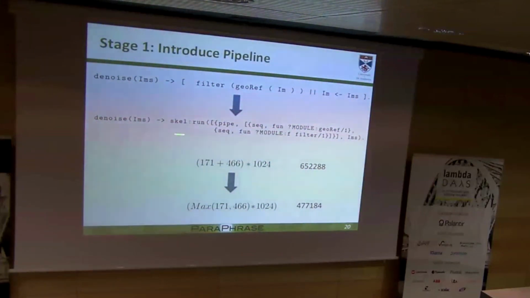In this example, the first step is to introduce a pipeline. I can do that because my refactoring tool tells me it's the best choice. It says if you've got a composition, which is basically what this is, with two functions, filter and georef, it's going to be roughly this time, because I take the worst time of each function and multiply it by how many images I've got. If I introduce a pipeline, it's going to reduce to this. So it's going to go from 65 to 47, just by introducing a pipeline.